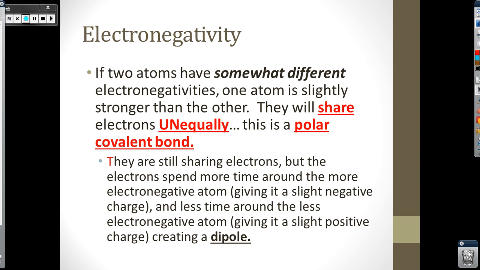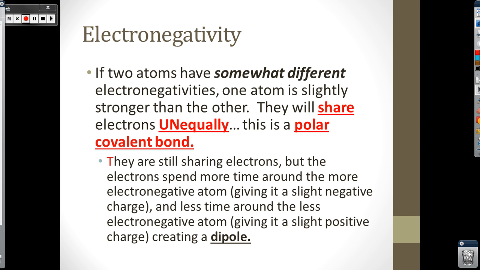If two atoms have different electronegativities, so slightly different, not a huge difference, but somewhat of a difference, then it means that one atom is slightly stronger than the other. What's going to happen in that case is that they're still going to share their electrons, but they're going to share them unequally. The atom that has the higher electronegativity is going to be able to pull those electrons towards itself a little bit harder, and those electrons are going to spend a little bit more time around the atom that has the higher electronegativity. The atom that has the lower electronegativity is still going to get to share the electrons, but they're just not going to spend as much time around the less electronegative atom.